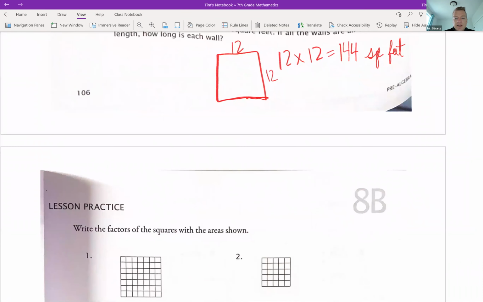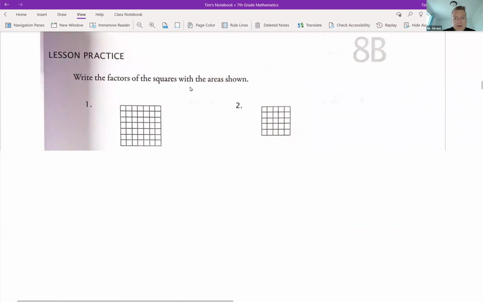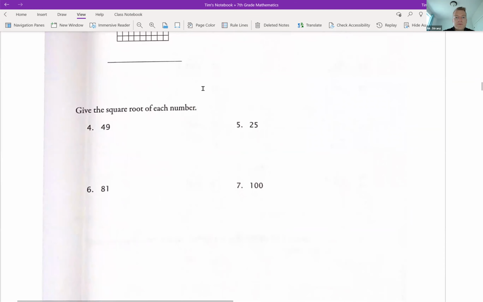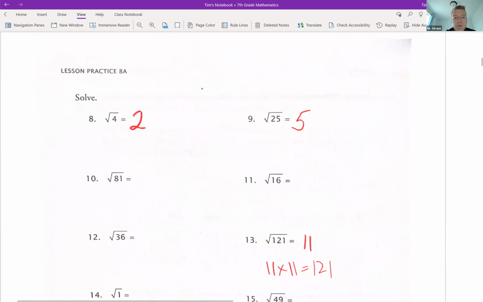That is it for this lesson. All these pages are going to be pretty similar, so they're all going to be finding square roots. Just remember the square root symbol is this little one. It looks like a division symbol, but it has kind of a check mark at the end. That is the square root symbol. So whenever you see that, it is asking you to find the square root of the number inside that symbol.